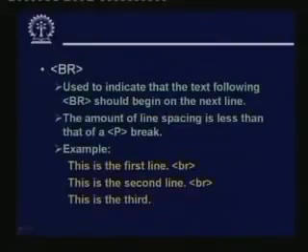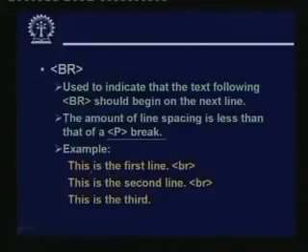BR is a line break, which is used to specify that the text which follows should begin on the next line. In a sense this is similar to paragraph break also, but the difference is that in a paragraph break the spacing between the two sections of the document is more, but in a BR break there is no extra line spacing. The only thing is that the text which follows that BR will start from the next line, but there will be no additional spacing between the lines. This is the difference between BR and paragraph break P.